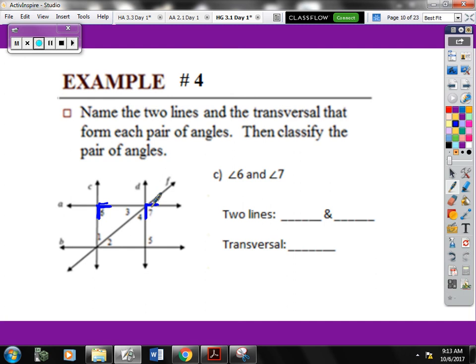All right, so here's 6 and 7. Who can tell me what the transversal is? Remember, you always want to identify the transversal first. Maddie? Line A is the line they both touch. Then the other two lines are the lines that they also touch on the sides. So that would be C and D.